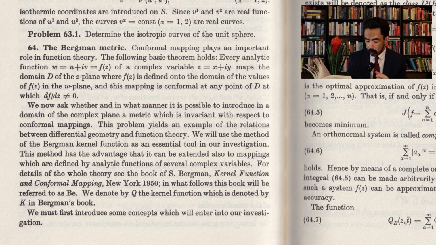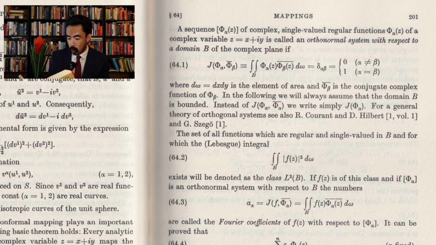We must first introduce some concepts which will enter into our investigation. A sequence {Φ_α(z)} of complex single-valued regular functions Φ_α(z) of a complex variable z = x + iy is called an orthonormal system with respect to a domain B of the complex plane if J(Φ_α, Φ_β conjugate) is equivalent to the double integral on the domain B of Φ_α(z) times Φ_β(z) conjugate dω, which is equal to the Kronecker delta δ_αβ, which is equal to 0 when α and β are not equal, or 1 when α and β are equal to each other.